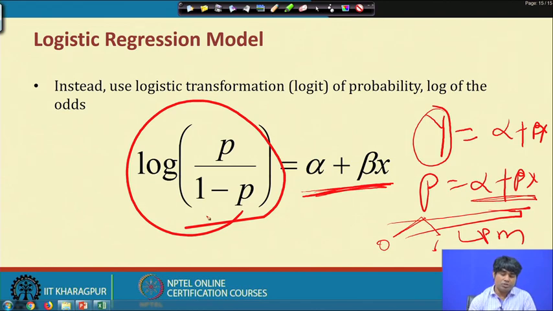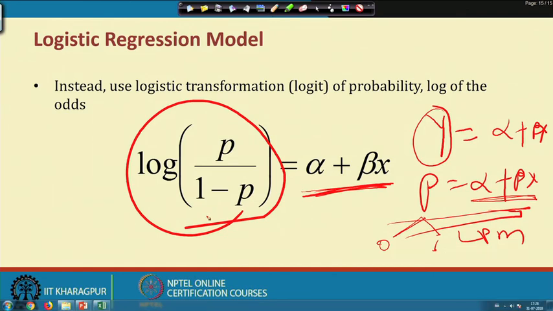So, instead of direct p, we are using a ratio, the log of a ratio where p is divided by 1 minus p. Usually in probability, p represents the probability of success, and by default q is the probability of failure, which is 1 minus p, because total probability is exactly equal to 1. So, if p represents the success, then by default 1 minus p will be the failures.